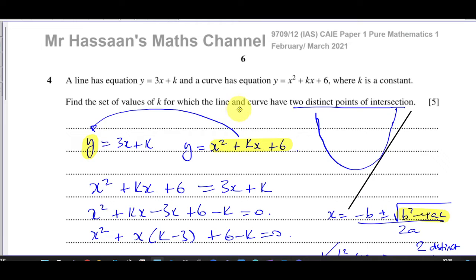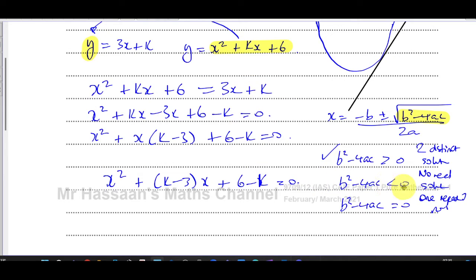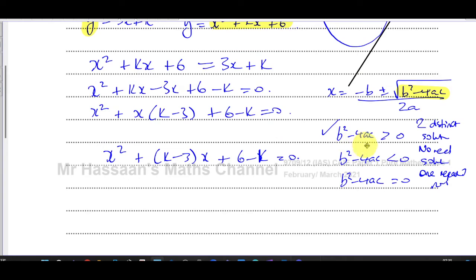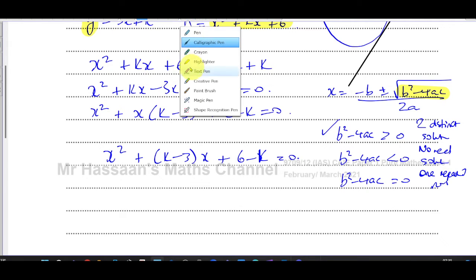If they say, find the set of values of k for which the line and curve never intersect, then we would say b squared minus 4ac is less than 0. But in our case, it says find the set of values of k for which the line and the curve have two distinct points of intersection. That's where we have to consider where b squared minus 4ac is greater than 0. And that is our situation in this question.